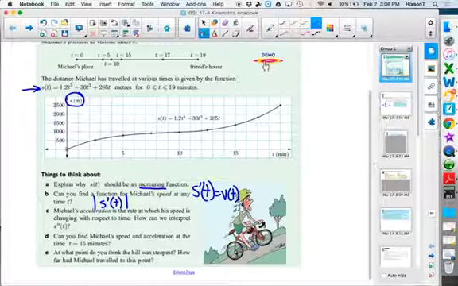Okay? His acceleration is the rate at which his speed is changing. How could we interpret s double prime of t? That's going to be our acceleration. Okay? Our acceleration to the right, okay?